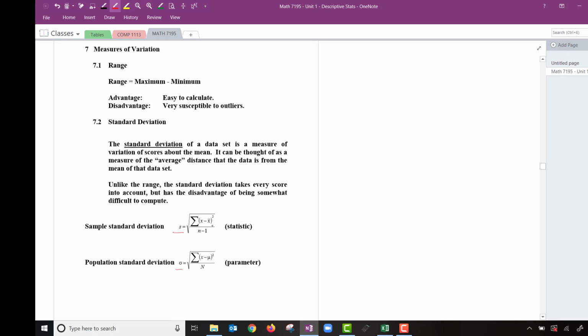These formulas are a bit of a slog to calculate by hand because, well, you have to find the difference between every value in your data set and the mean of the data set and square all of those things and then divide. So basically, standard deviation is sort of an average distance of each point away from the mean.